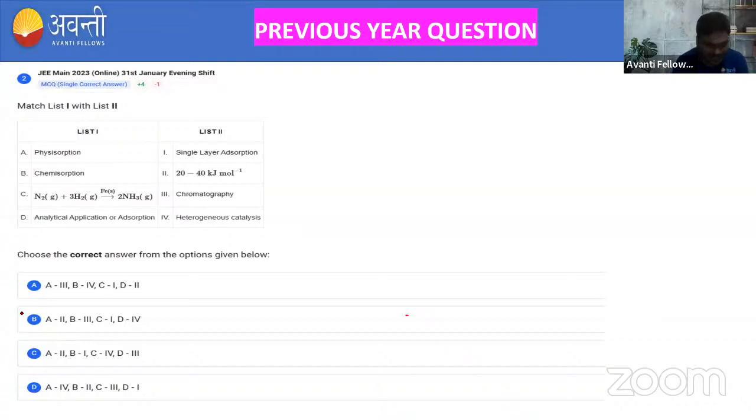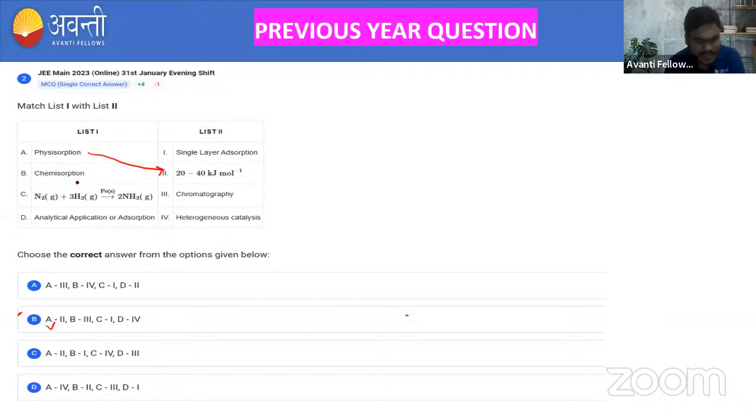ओके, चेक करते हैं B करेक्ट है कि नहीं. सबसे पहले Physisorption, Chemisorption, analytical application of adsorption. So we know that in physisorption, the enthalpy of adsorption is very, very less, that is 20 to 40 kilojoule per mole. So this is very much correct. That is A is equivalent to 2.